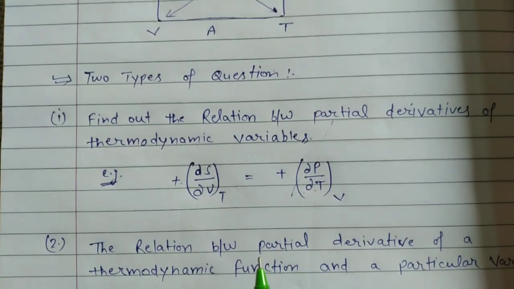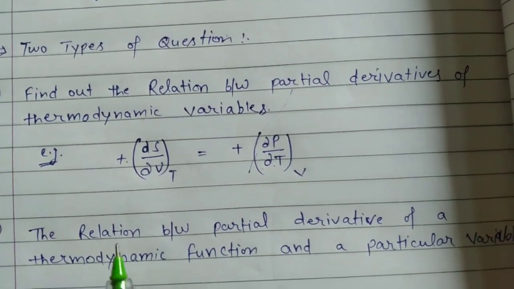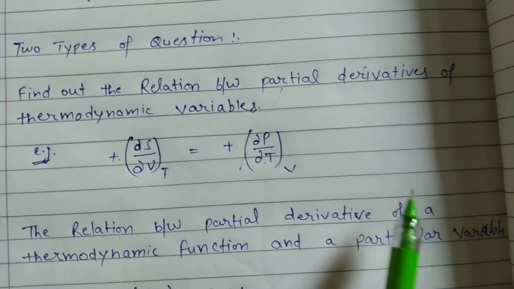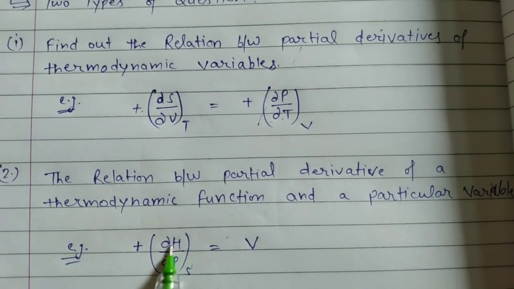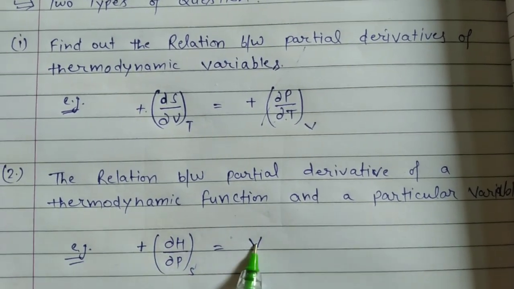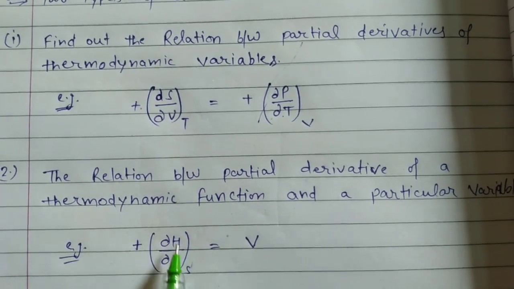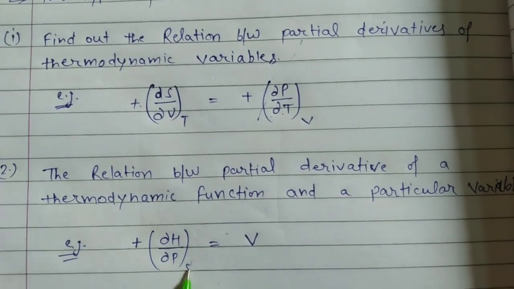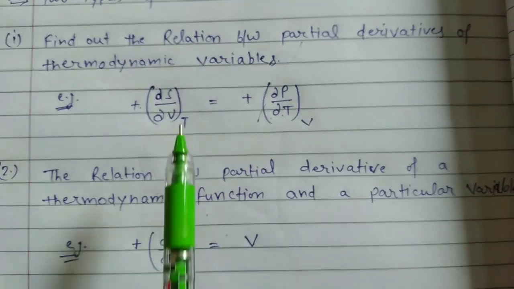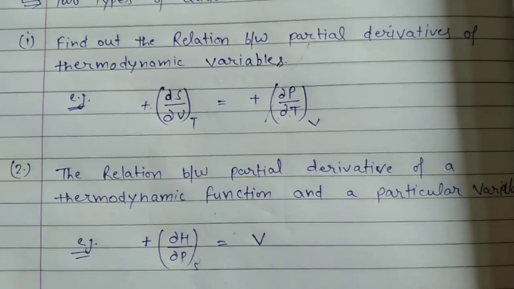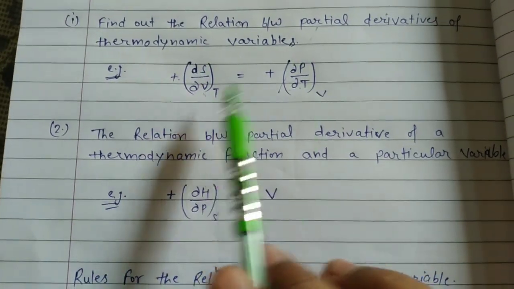The second type of question that can be asked from this topic is the relation between a thermodynamic function and a variable. See, it is the relation between the thermodynamic function enthalpy and volume: the partial derivative of enthalpy with respect to pressure at constant entropy is equal to volume. Both these types of problems can be solved on the basis of the thermodynamic square. First, we will learn how to solve the first type of problems.